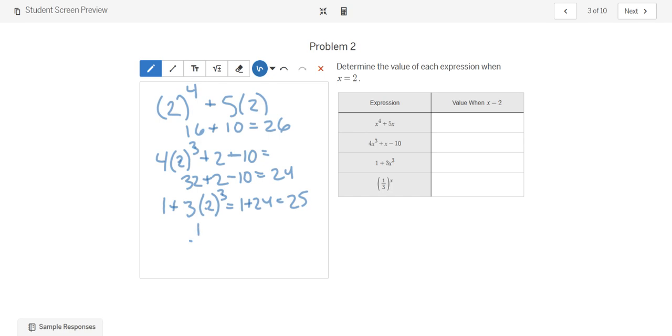And lastly, 1/3 squared, 1/3 to the second power, is 1 over 9. And so I've got 26, 24, 25, and 1/9.